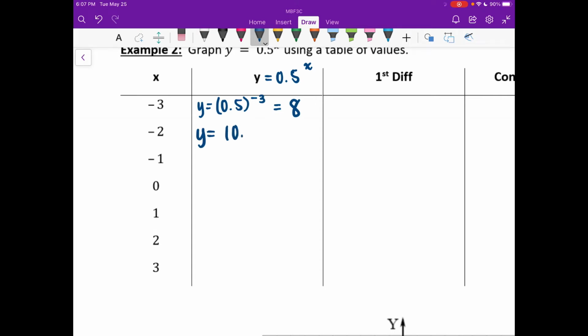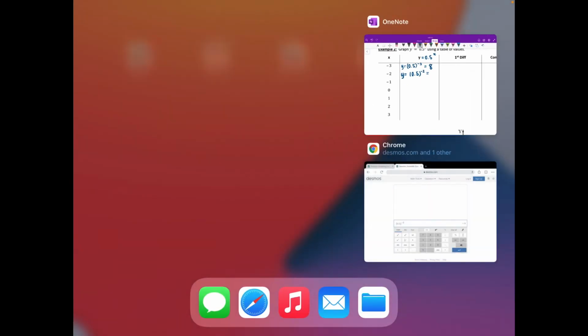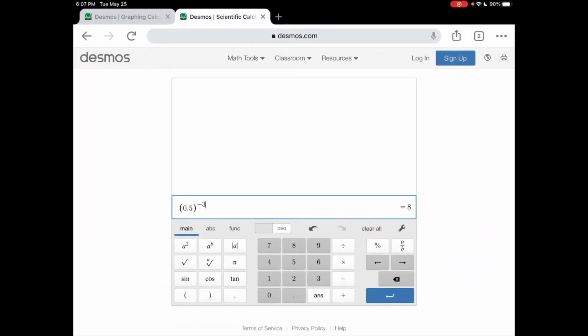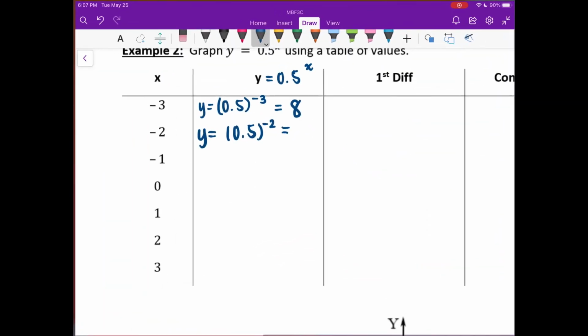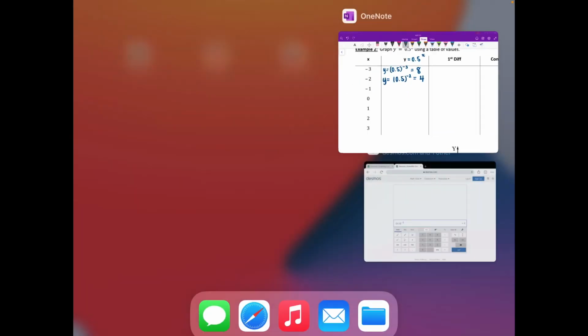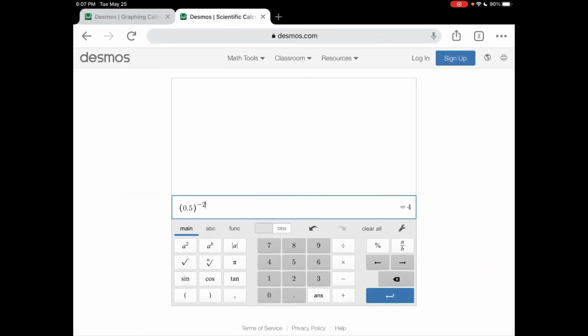Same thing I'm going to do for this one. I'm going to put the 0.5 in brackets, and this time I'm going to raise it to negative 2 because that's what my x is. So I'm going to go back in here. I'm just going to erase this one and change it to negative 2, and it's 4. That's often a good trick to keep on hand, just to erase it one at a time.